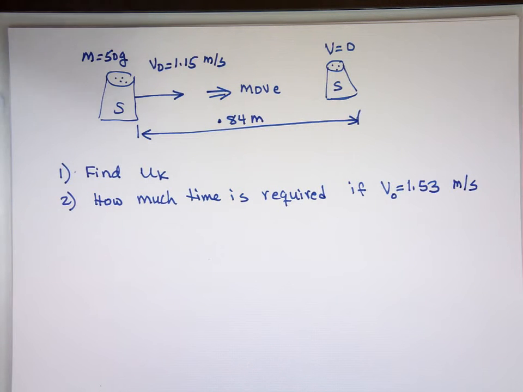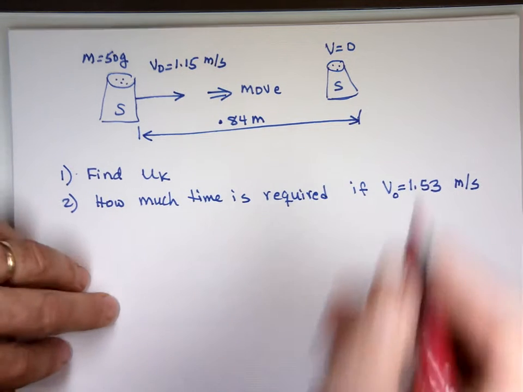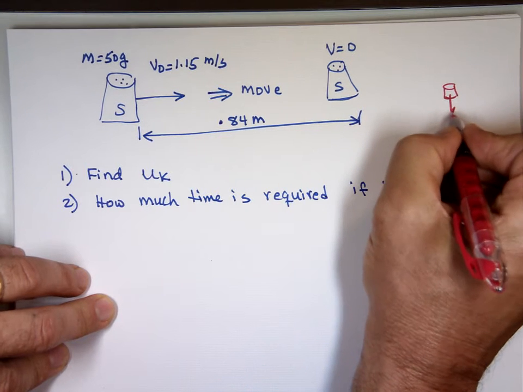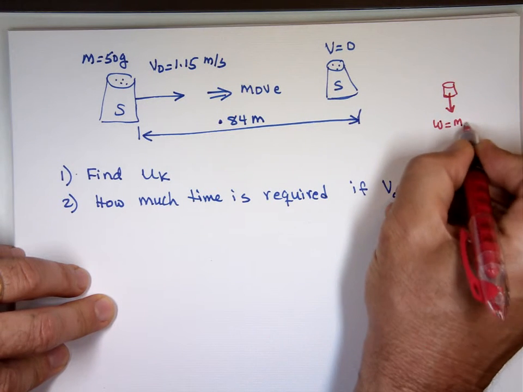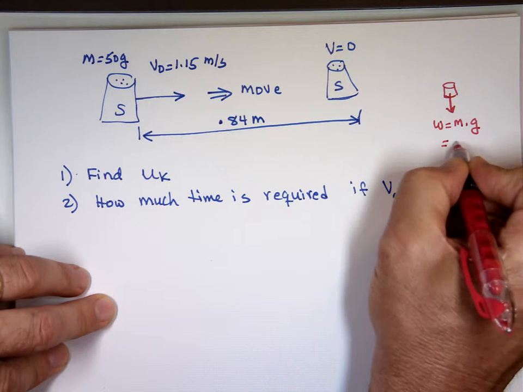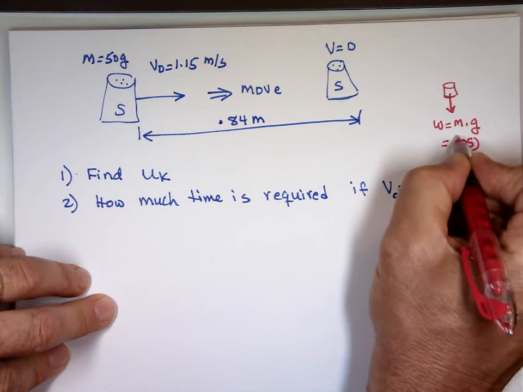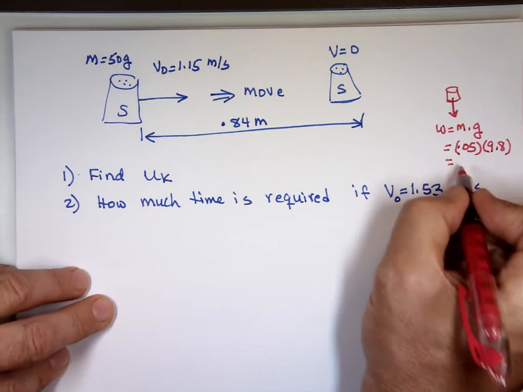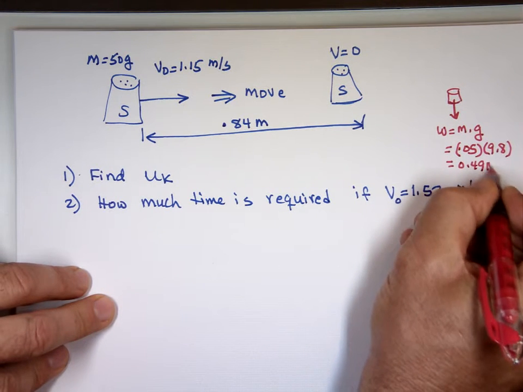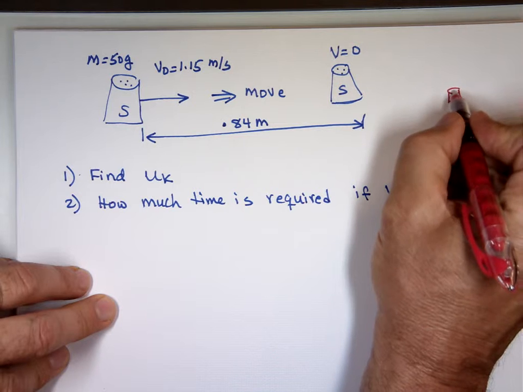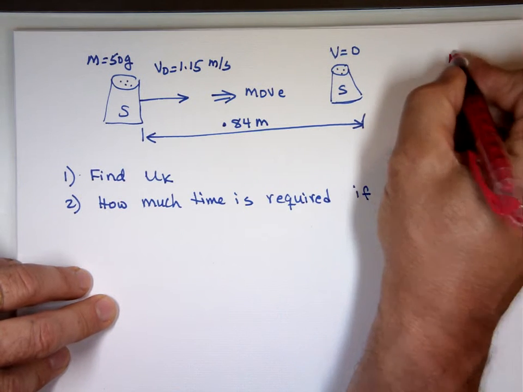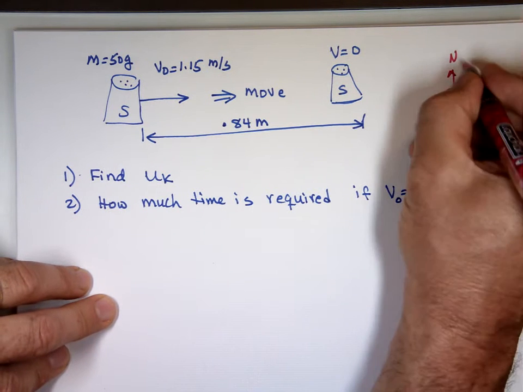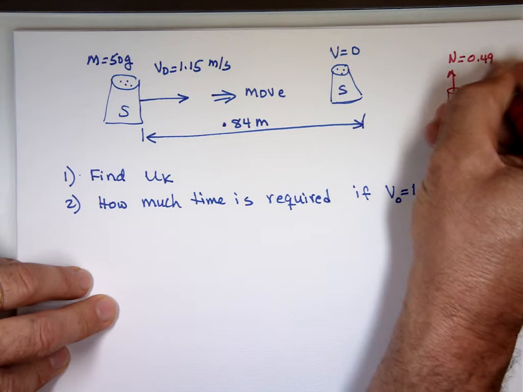So let's take a look at that shaker there. The force on it has the weight down, which is mass times gravity. The mass is 50 grams, which is 0.05 kilograms, times 9.8, and that is 0.49 Newton. The table is pushing up on that shaker. That's the normal force. And since I'm assuming the table is flat, the normal force has to equal 0.49 Newton, just like the weight.